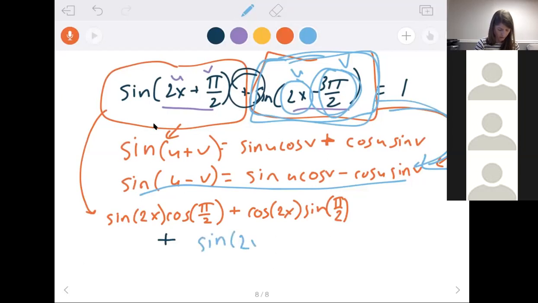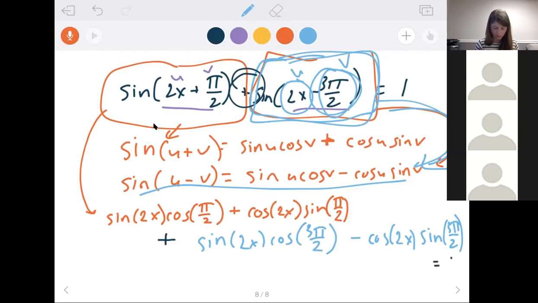So at this point, I've got sine of 2x cosine 3 pi over 2 minus cosine 2x, and then sine 3 pi over 2. And then all of that, I don't have a scroll feature on this iPad either, that would be nice, is going to be equal to 1.